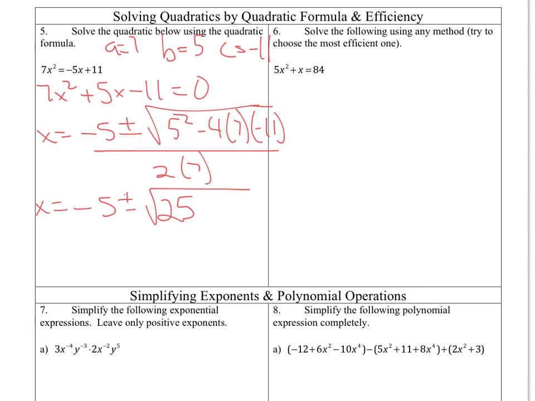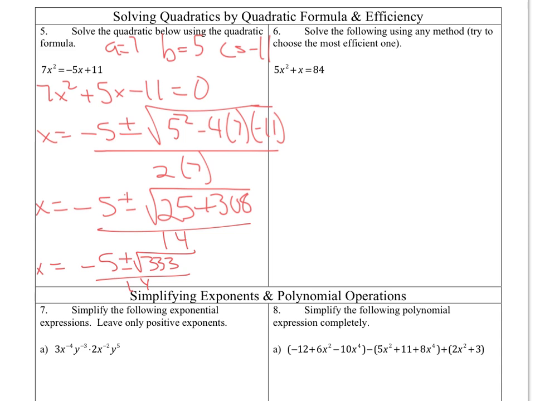That's 308. Now, that's going to be a plus because you have two negatives, a negative here and a negative here, and two negatives make a positive. And that's all over 14. 25 plus 308 is 333, which doesn't have a nice square root, so I'm done. 333 over 14.